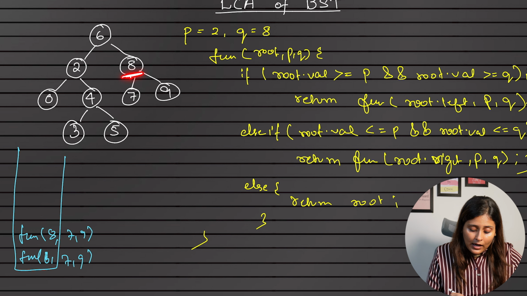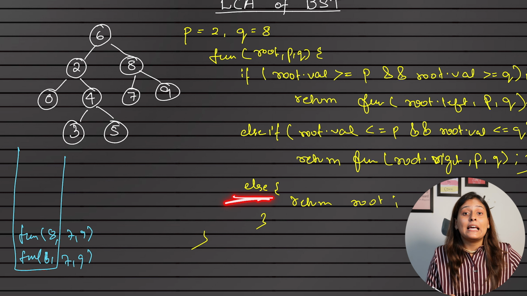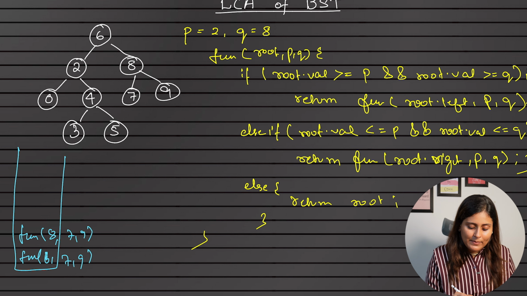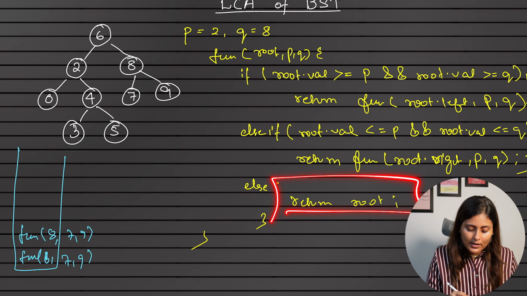Again at 8 we'll check: is 8 greater than 7 and 9? No. Is 8 less than 7 and 9? No. It means we'll fall in this else case, because one node lies towards my left side and one node lies towards my right side. So hence we'll return 8 as an answer. So from here we'll return 8.